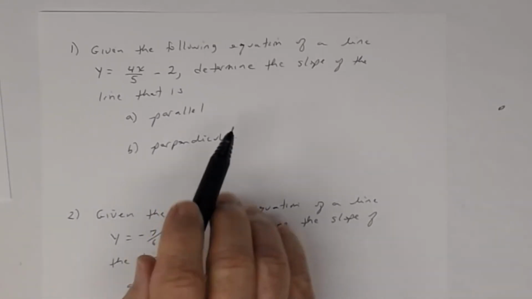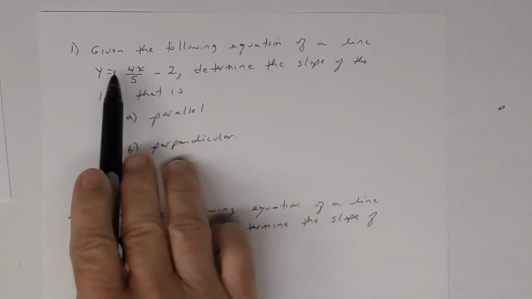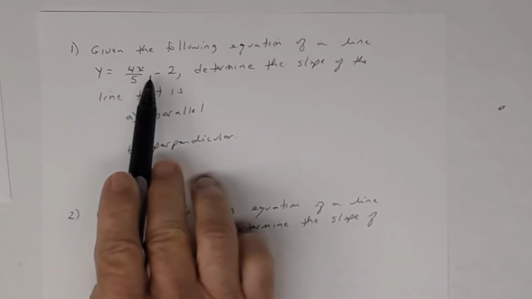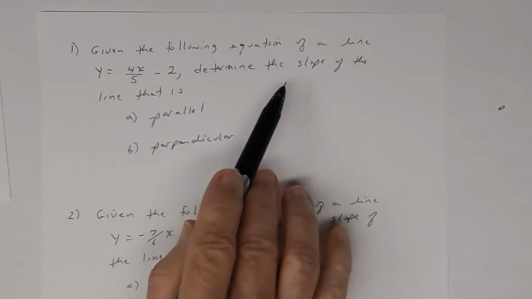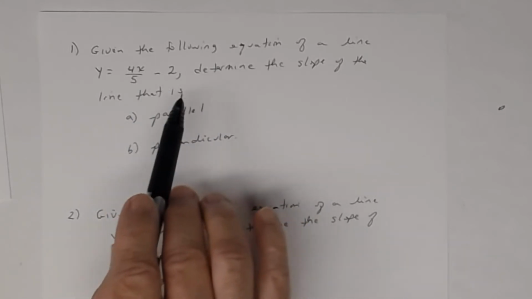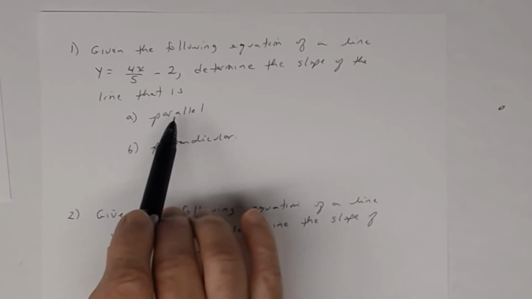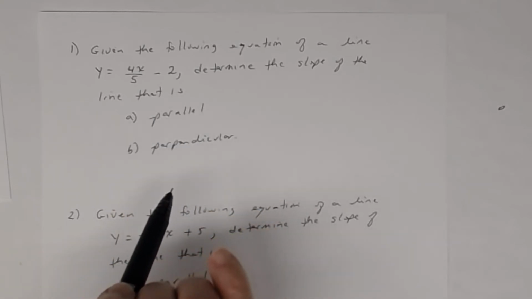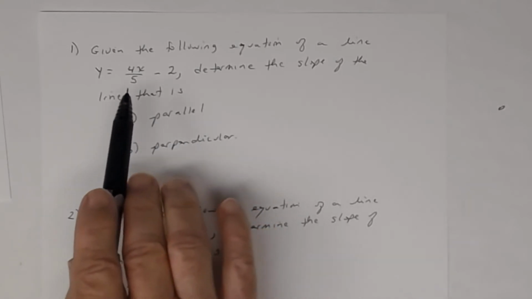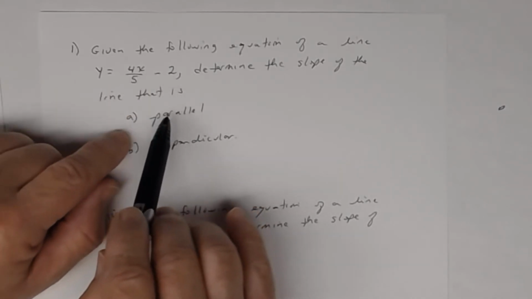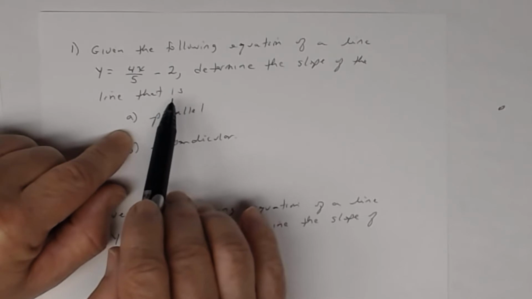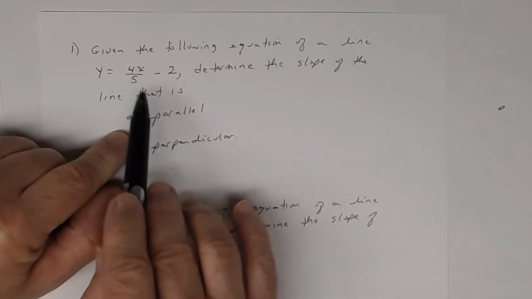Given the following equation of a line, so here's the equation of this line. And you don't have to graph it. In fact, don't graph it. You don't want to do that. You just want to, in this case, determine the slope, right? And determine the slope of a line that's parallel to it and then a line that's perpendicular to it. So we have this line, and we want to know that if a line is parallel to this, what would be the slope of that line?